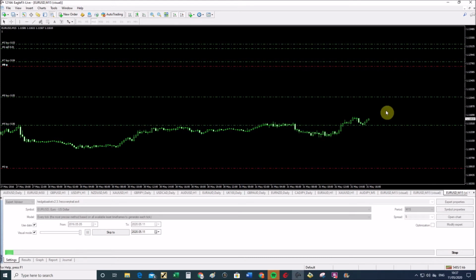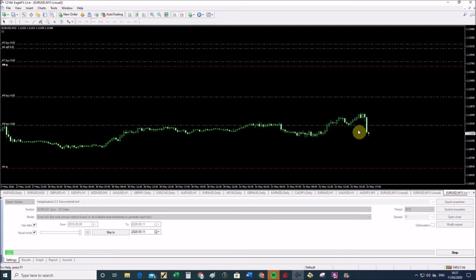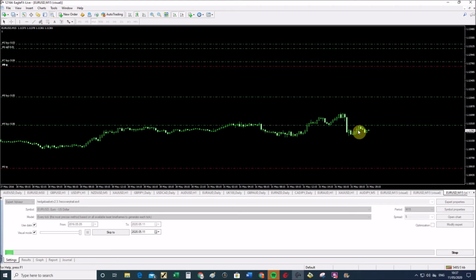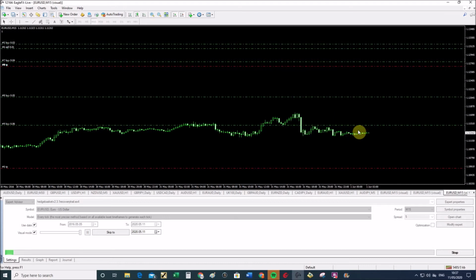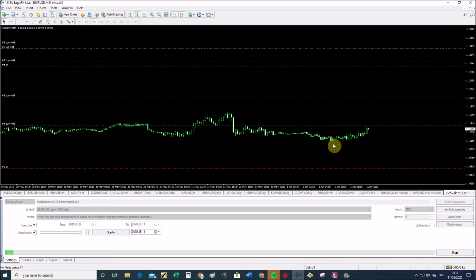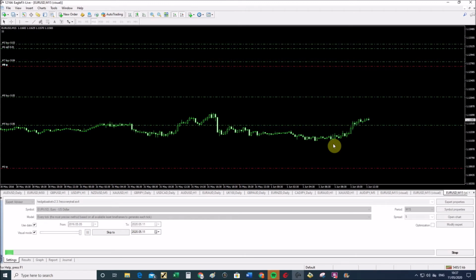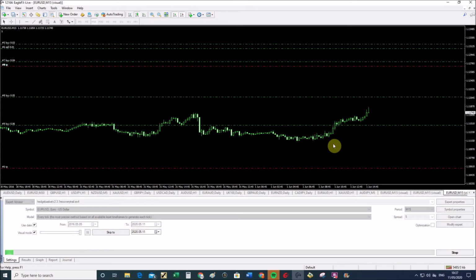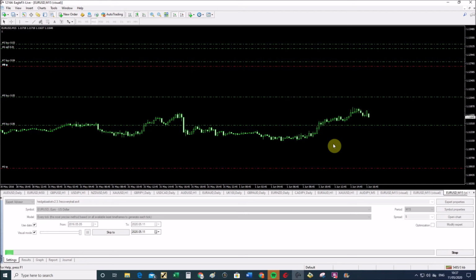At the moment, these are the basic settings which show a good reward for the least amount of drawdown, which is what we want really. We want low drawdown, less risk for good profit.